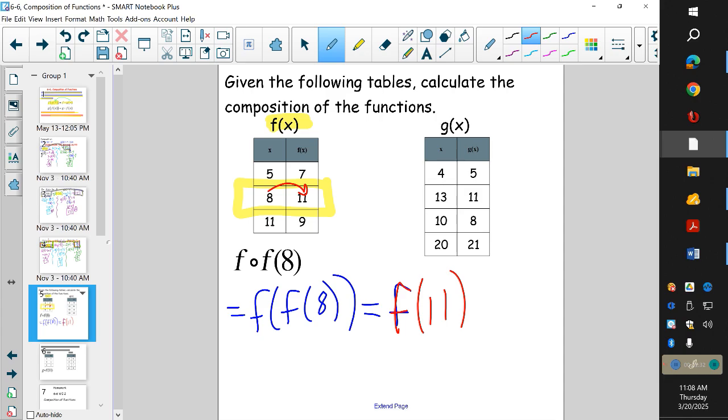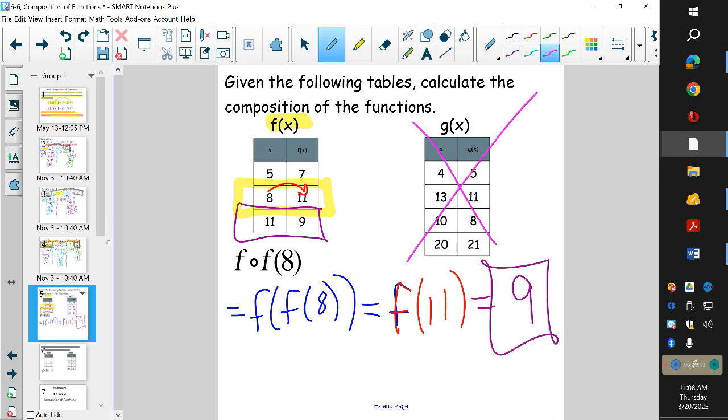Now, what is f at 11? Okay, well now I need to go down to a different x value. That x value is 11, and what is that partnered with now? 9. So what is my answer? 9. Did I even need g of x? No, it was there just to screw with your head. Do we understand that?